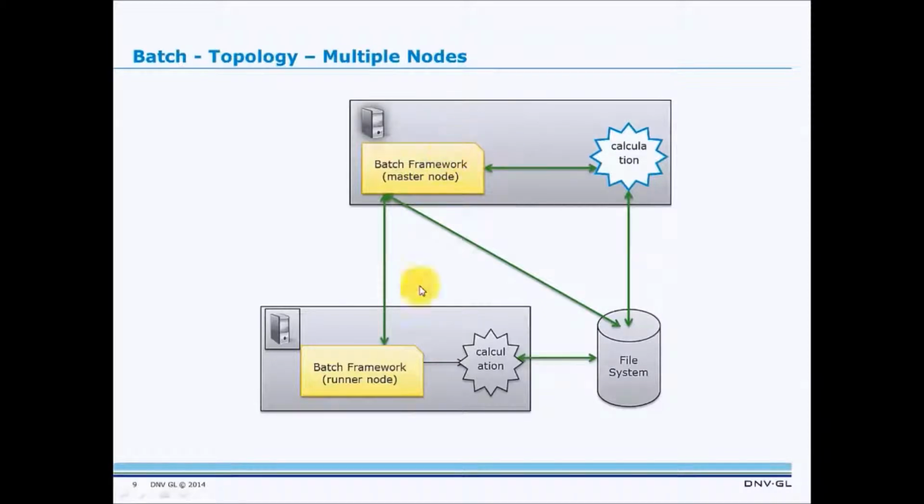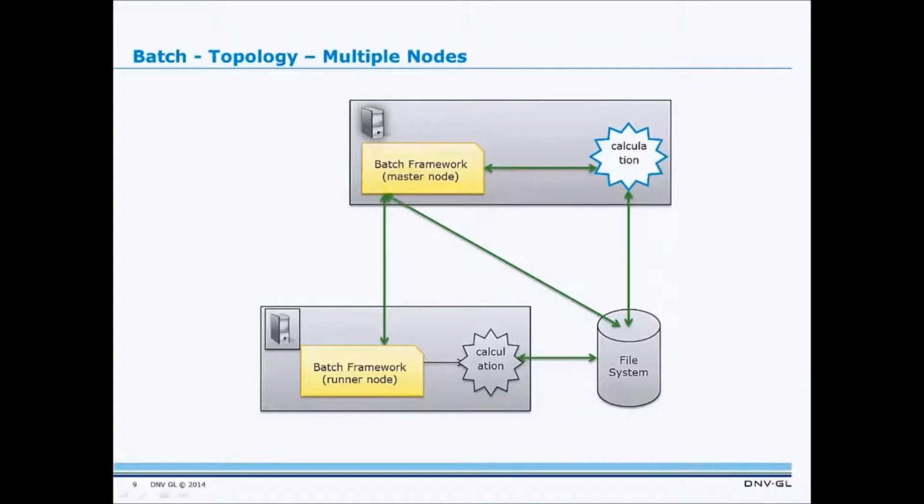Although both the master node and the runner node are responsible for running calculations on the machine on which they are hosted, you will note that only the master node interacts with the file system directly. This restriction ensures that all operations that update the batch definition go through the master node, and this is a key component of the design that provides for a scalable system.